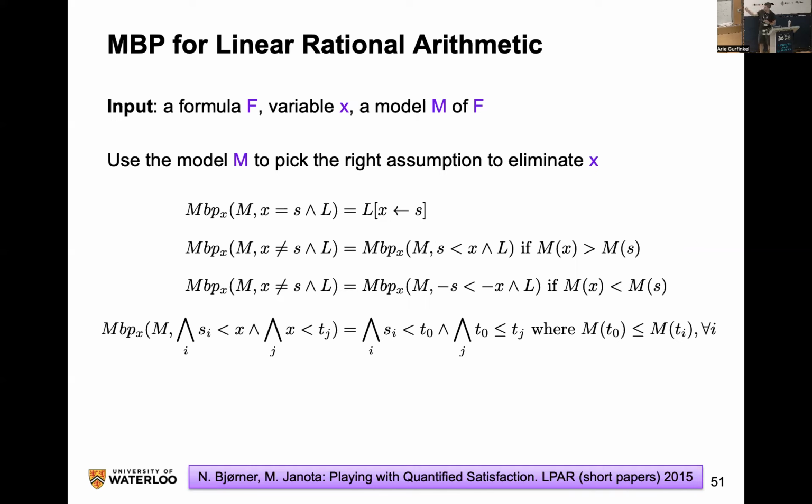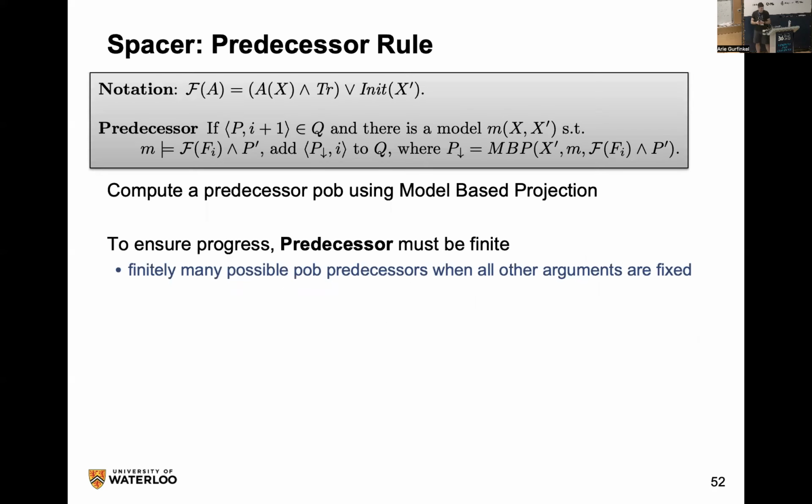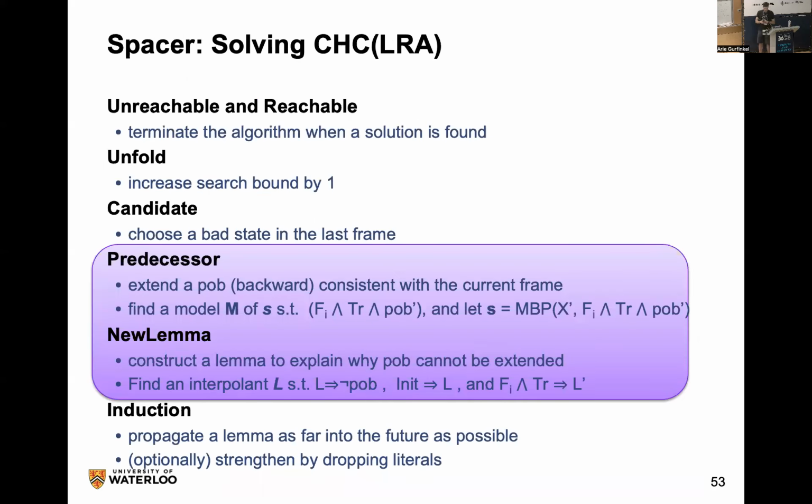So there's a recursive procedure that computes model-based projection based on the model. You do it as much as necessary. And of course, whatever you do with upper bounds, you can do with lower bounds. So now you can optimize and pick the one that's better for your formula. So this gives us the predecessor rule. Basically, instead of quantifier elimination or just picking one model, we use model-based projection. So this is Spacer, but for linear Horn clauses.